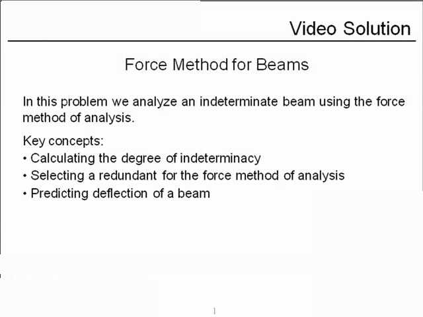There are several methods available to us when we want to perform analysis of indeterminate structures without making the assumptions we made in previous chapters. If the structure has only 1 or 2 degrees of indeterminacy, then a very efficient method is the force method. And so we'll use that method to analyze an indeterminate beam in this example. The key concepts we'll cover are calculating the degree of indeterminacy, selecting a redundant for the force method of analysis, and predicting deflection of a beam.